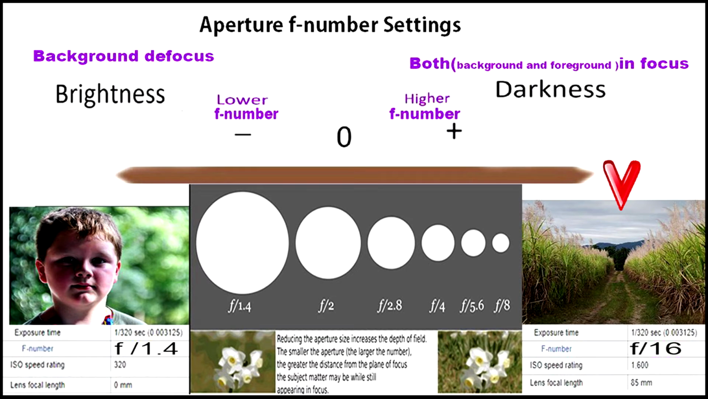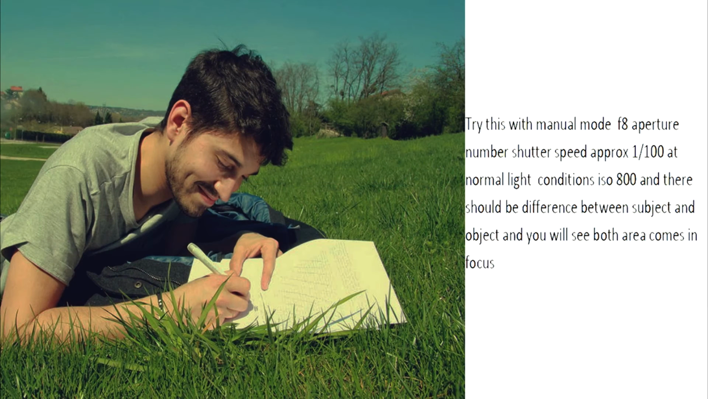You can try this with manual mode. f8 aperture number, shutter speed approx 1/100 at normal light conditions, ISO 800, and there should be a difference between subject and object, and you will see both areas come in focus.